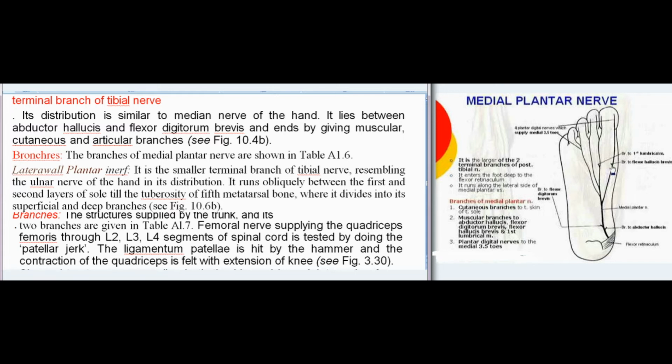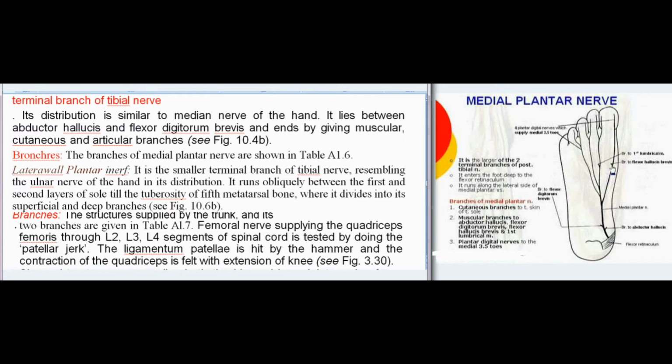Lateral plantar nerve. It is the smaller terminal branch of the tibial nerve, resembling the ulnar nerve of the hand in its distribution. It runs obliquely between the first and second layers of the sole till the tuberosity of the fifth metatarsal bone, where it divides into its superficial and deep branches, see Fig 10.6b. Branches. The structures supplied by the trunk and its two branches are given in Table 1.7.